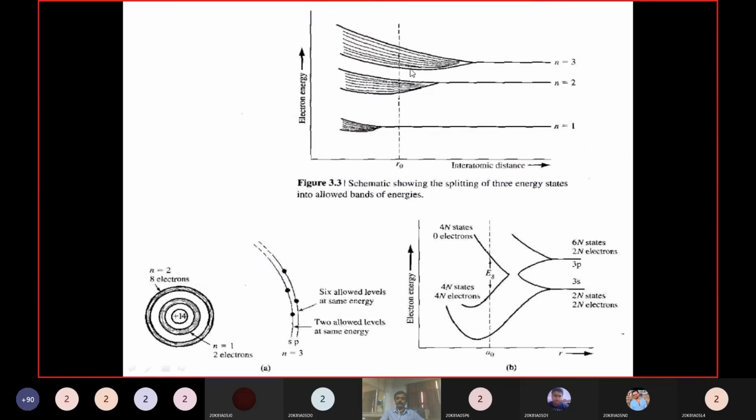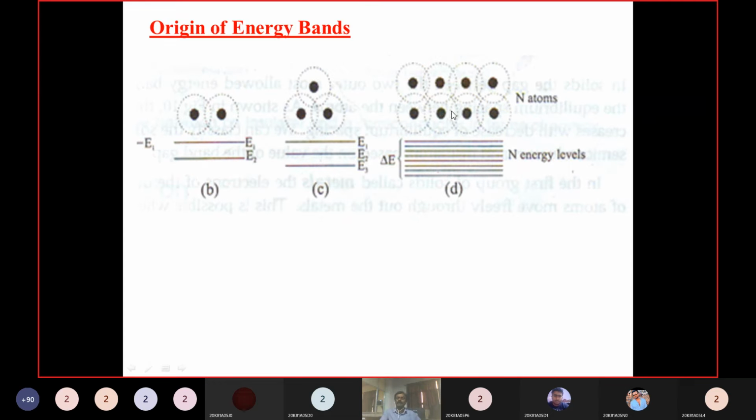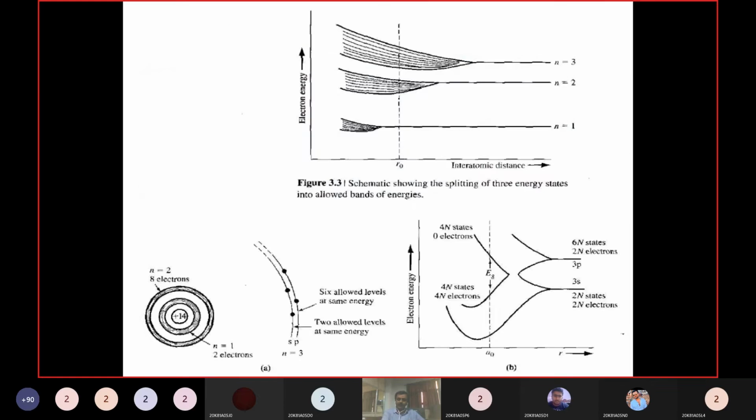See here. If you take an atom, there are outermost electrons and innermost electrons also. That means some electrons are rotating in the outer shells. Suppose n equal to 1: these electrons are inside. So what are the outermost electrons here?